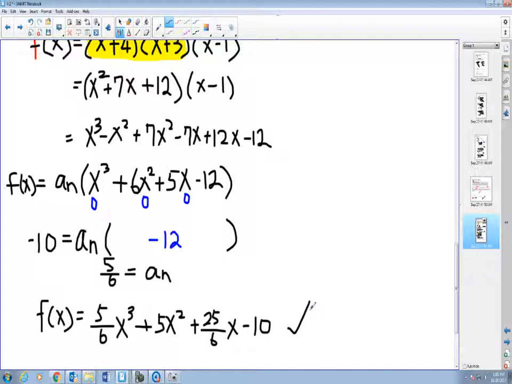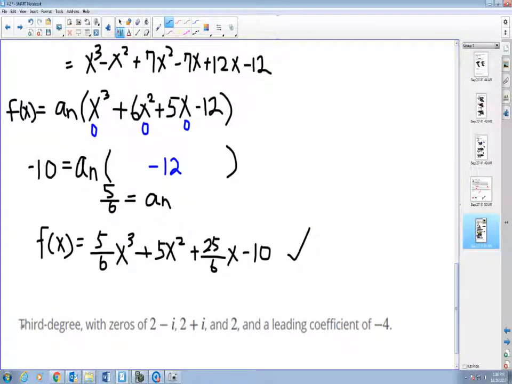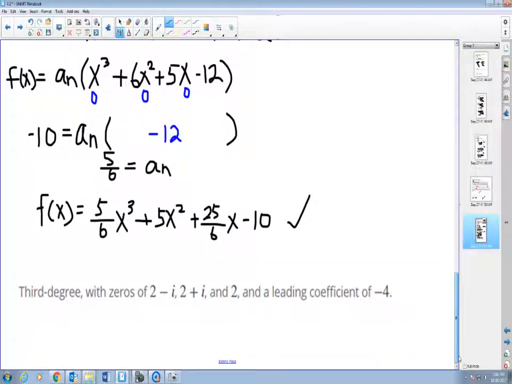Alright. Now one of the toughest ones to multiply out is probably this one. Degree is 3, and this time I have zeros. That is 2 minus i, another zero, 2 plus i, and then the last zero, x equals 2.